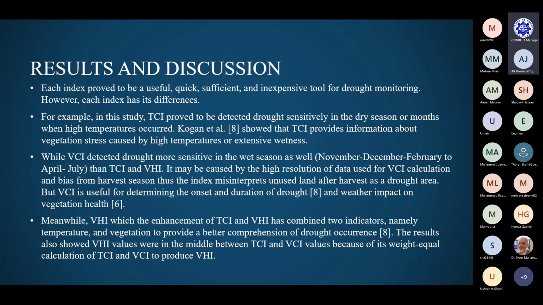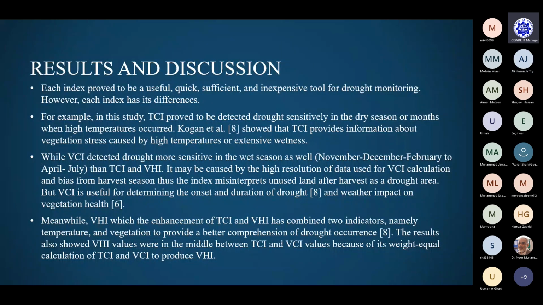Meanwhile, VHI is a combination of both TCI and VCI, namely temperature and vegetation, to provide a better comprehension of drought occurrence. The result also showed VHI values were in the middle between TCI and VCI values because of its equal weight calculation of TCI and VCI to produce VHI.